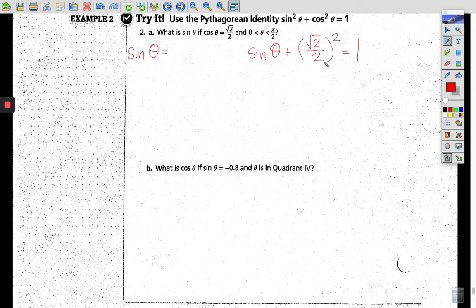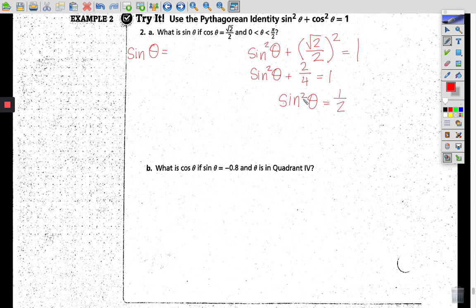If we square the square root of 2 over 2, we get sine squared of theta plus 2 over 4 is equal to 1. If you put the square root of 2 over 2 squared in your calculator, it probably would have simplified it for you to 1/2. So 1 minus 1/2 is just, oh, I forgot my squared here. Make sure you put the square. Sine squared of theta is equal to a positive 1/2.